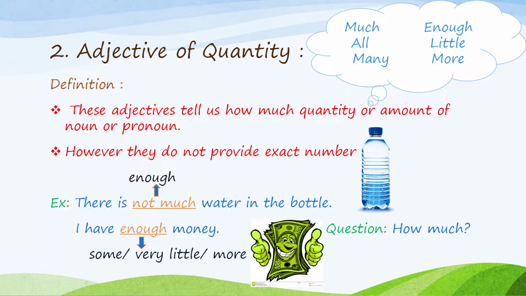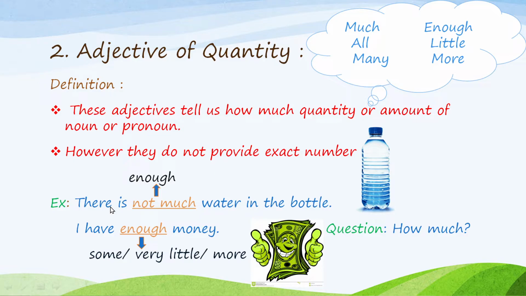Okay, let's define it. These adjectives tell us how much quantity or amount of noun or pronoun. Second point, however, they do not provide exact number. They will only tell you the quantity in lump sum. They will not provide you the actual number of noun or pronoun.